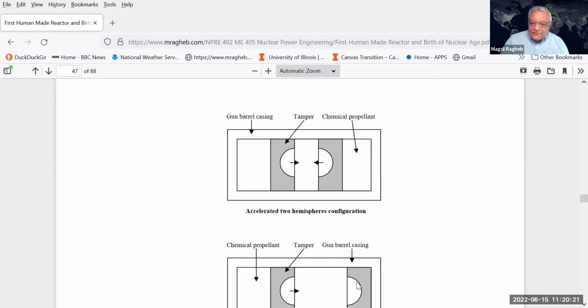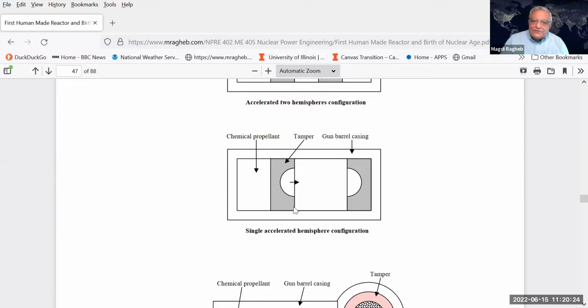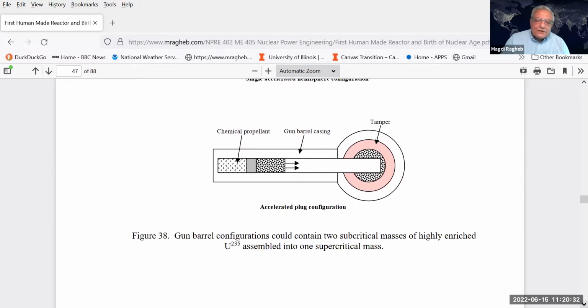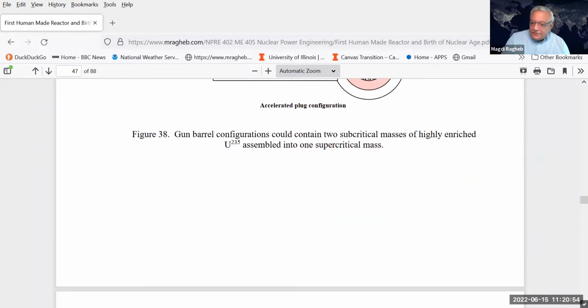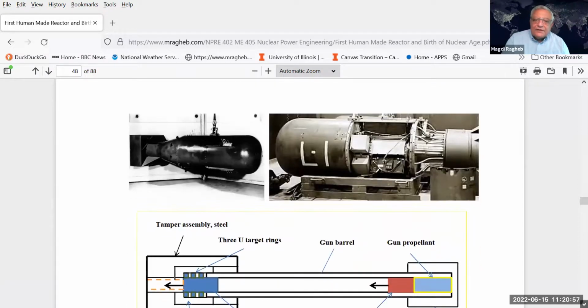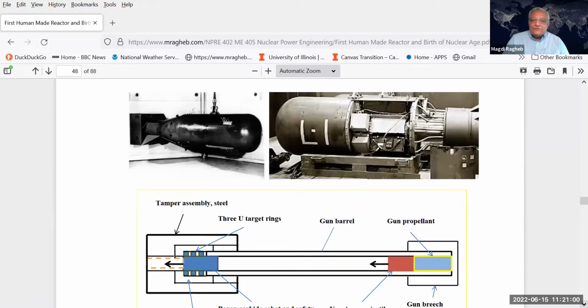Or you can have half a hemisphere in a gun barrel and shoot into it another half hemisphere, and the system becomes supercritical and it starts expanding in the tamper and the shock wave causes lots of damage. Or you can have basically a spherical form here and get a chunk shot into it by chemical propellant in a gun barrel. And then in that case, you get a supercritical mass. So this is called the gun barrel concept, and it works fine in the case of uranium-235.